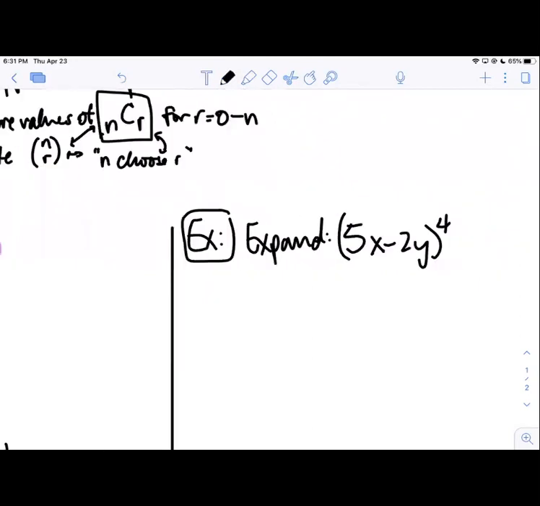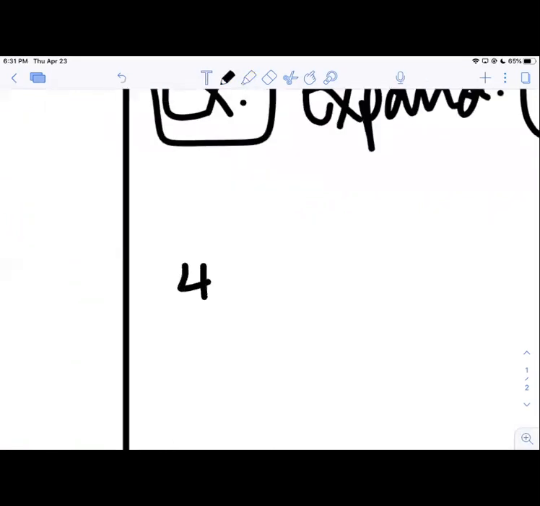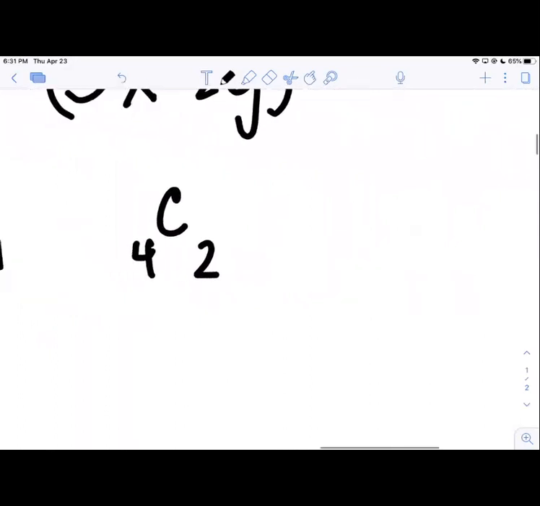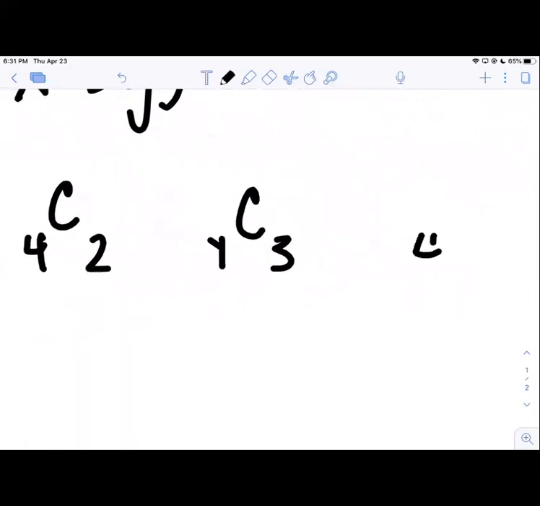Expand it out, okay? First thing I'm going to do is I'm going to do my coefficients. So I'm going to do all my NCRs. 4 is my highest power, so we go NCR starting at 0, and we build all the way to the biggest number, so that's 4. So we'll do 4C0, we'll do 4C1, we'll do 4C2, we'll do 4C3, and we'll do 4C4.